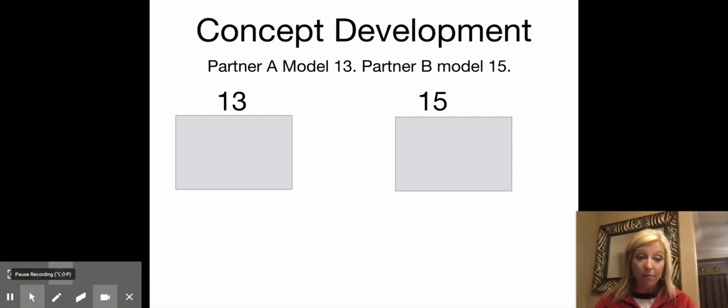So you're going to need a home learning partner for this one, because I want partner A to pull out 13 cubes, and I want partner B to pull out 15 cubes. So go ahead, take a second. Partner A, you pull out your 13 cubes. Partner B, you pull out your 15 cubes or whatever it is you're using. And then we're going to talk about how to compare those numbers to see which one's greater, which one's less, which one's bigger, which one's smaller. There's several words we can use to do that. So go ahead and pause the video while you do that.